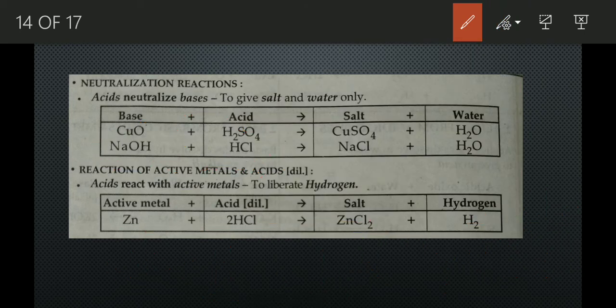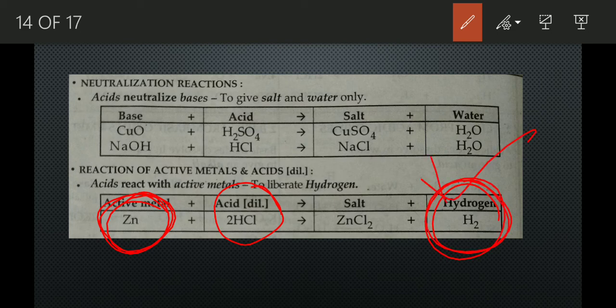Similarly, when dilute acids react with an active metal like zinc, then it always liberates hydrogen. This is a very important chemical property of acids. When dilute acids react with an active metal, for example zinc, then they always liberate hydrogen.